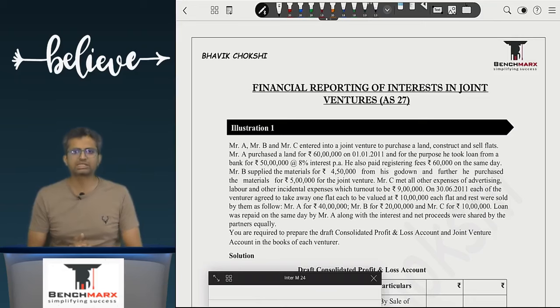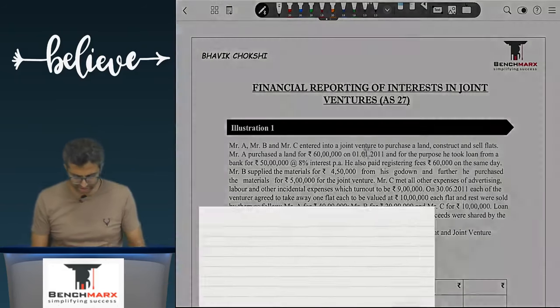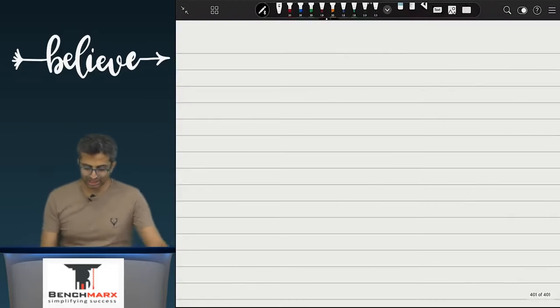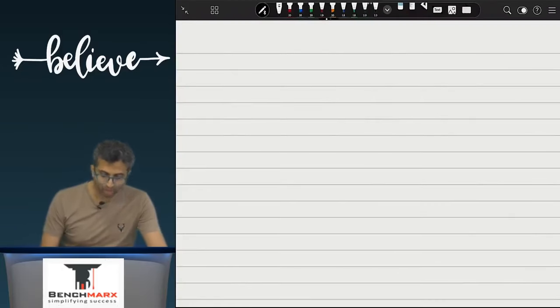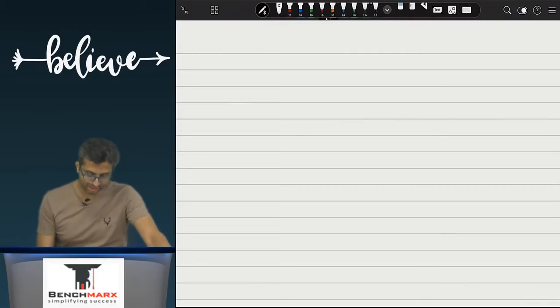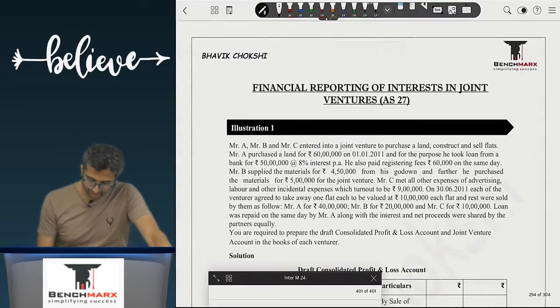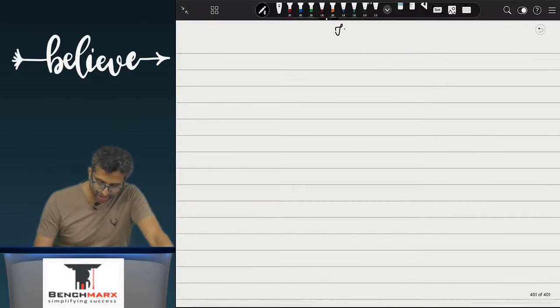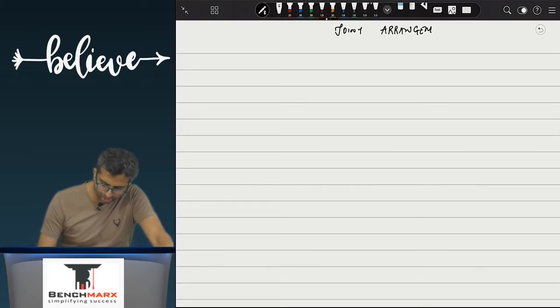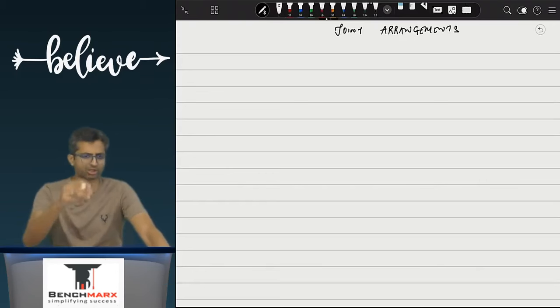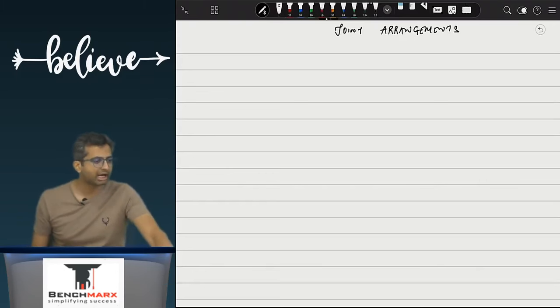Okay, so it's a fairly easy chapter, a bit of theory, so let's get started. So we look at AS, the accounting for what we call joint arrangements, so the financial reporting of interest in joint ventures. So if I look at joint arrangements in general, I think you can even note down the theory over here. We have not kept it separately. For other topics you had separate theory. I think for this it's better if you jot down a few charts.